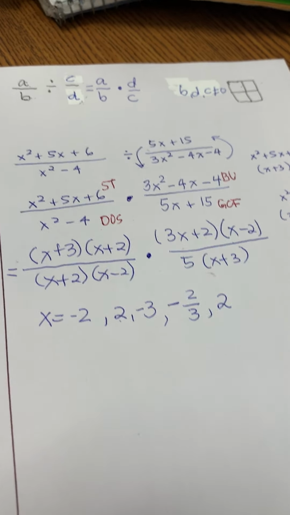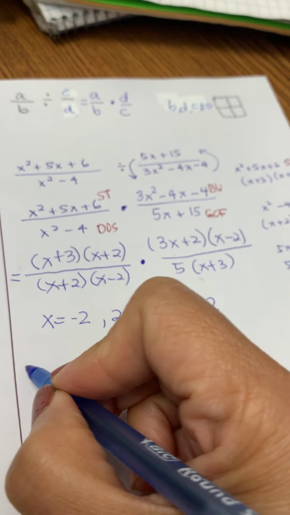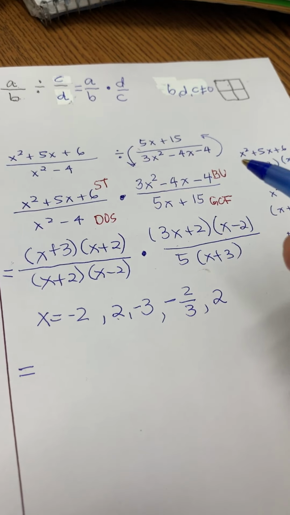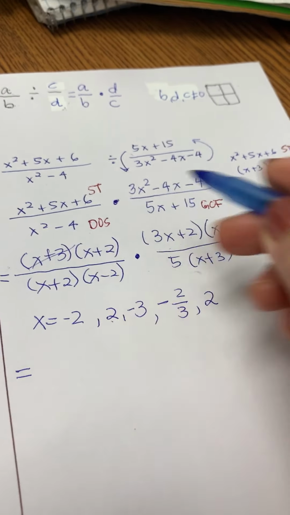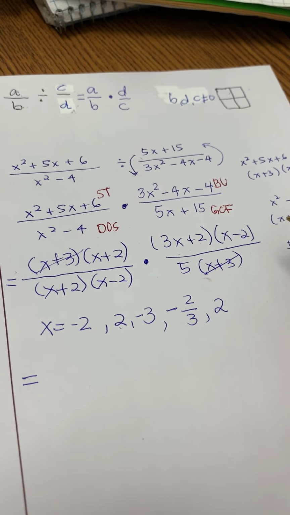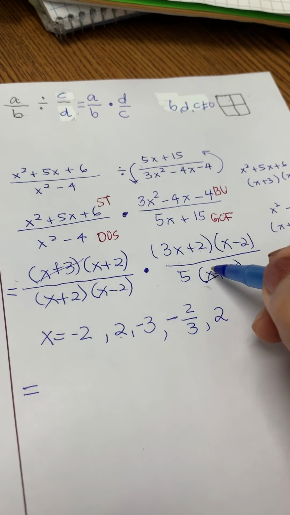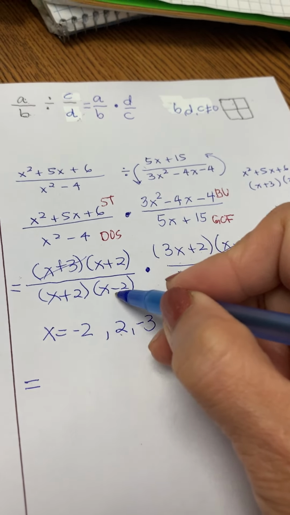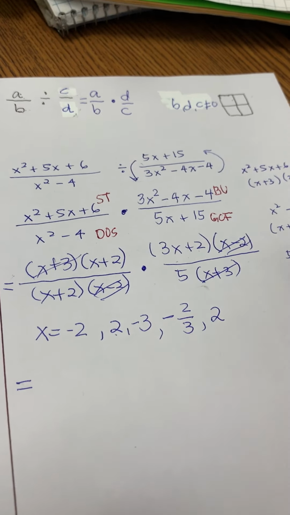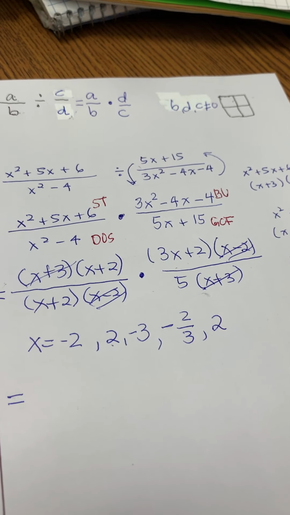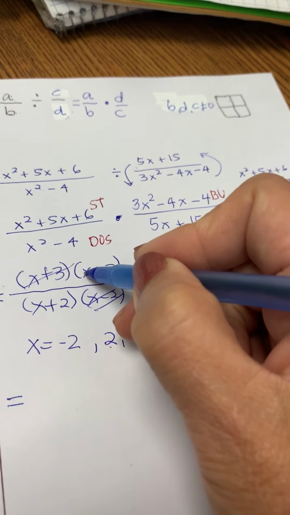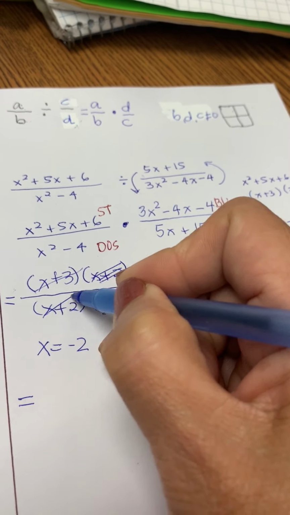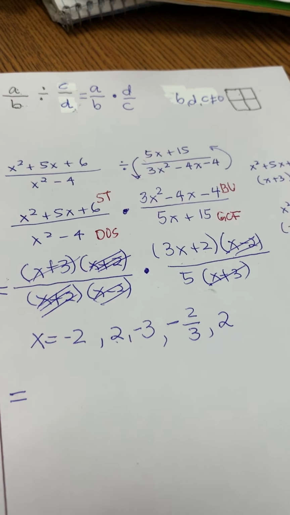Okay, so now we can start canceling common factors. So I see an x plus 3 here and an x plus 3 there, an x minus 2 and an x minus 2 here. And an x plus 2, and an x plus 2 there.